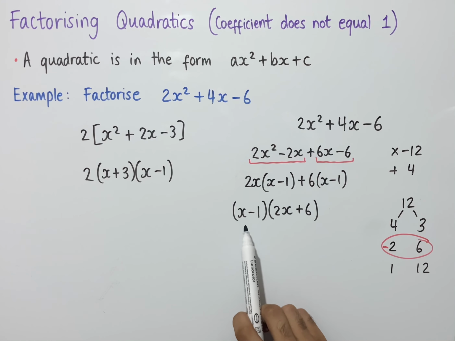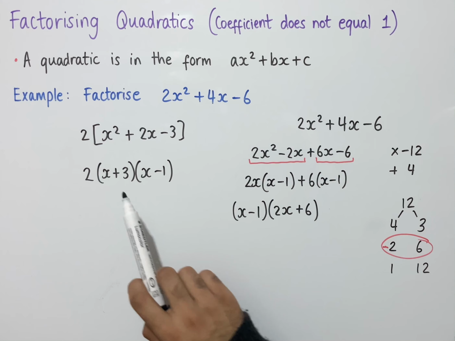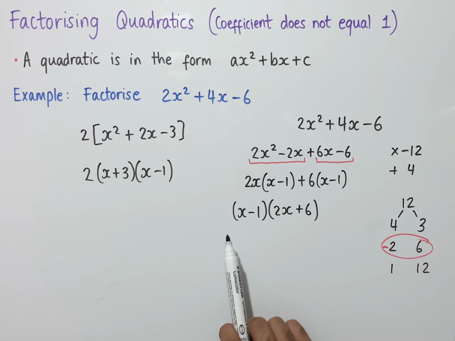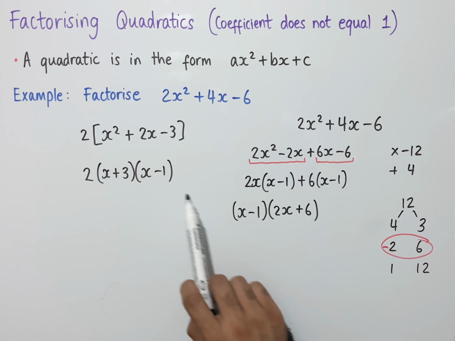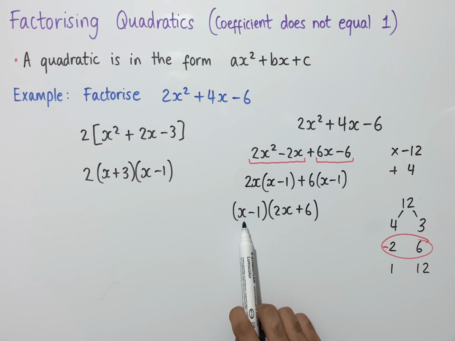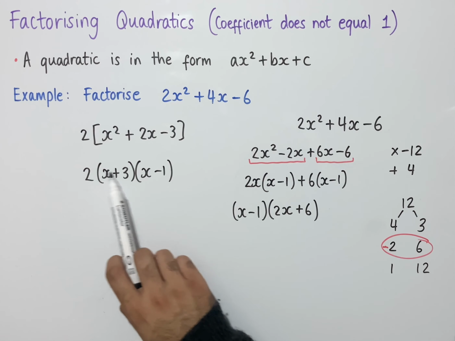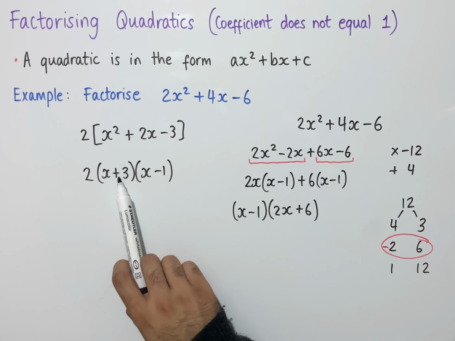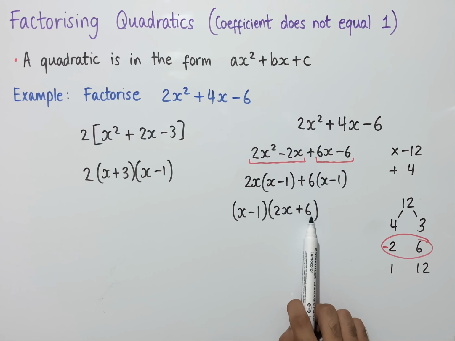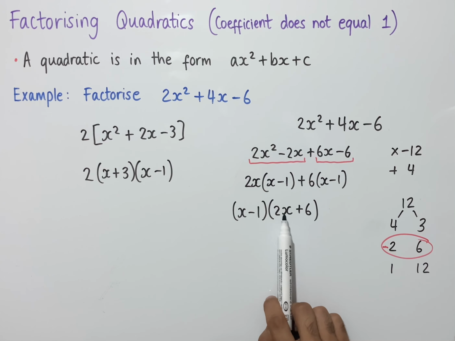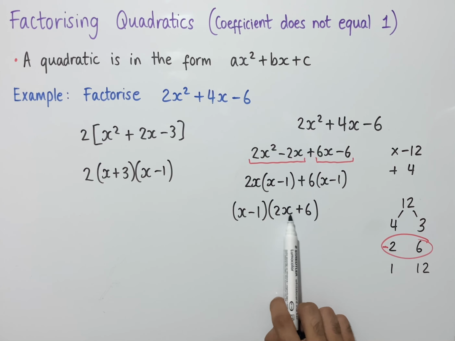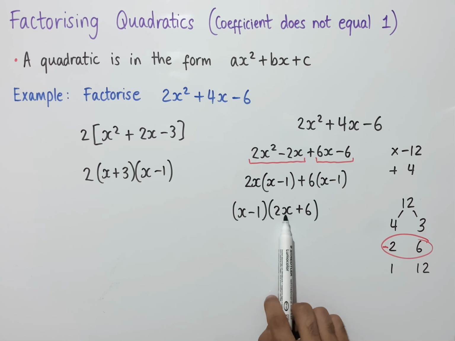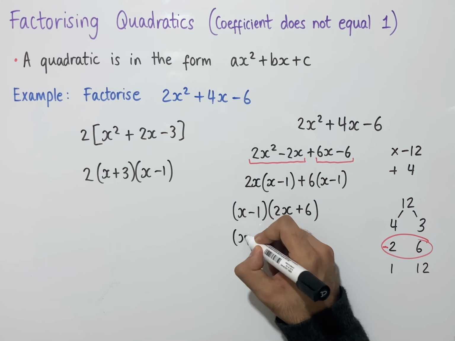Now if we compare our answer to what we got in the first method, we see that these expressions are very similar. Both of them have x minus 1 in common as a bracket. However, this first answer gave us 2 brackets x plus 3, which is almost 2x plus 6. The only difference is that the 2 from 2x plus 6 has been factorized out. So we could factorize this bracket further to give us x minus 1.